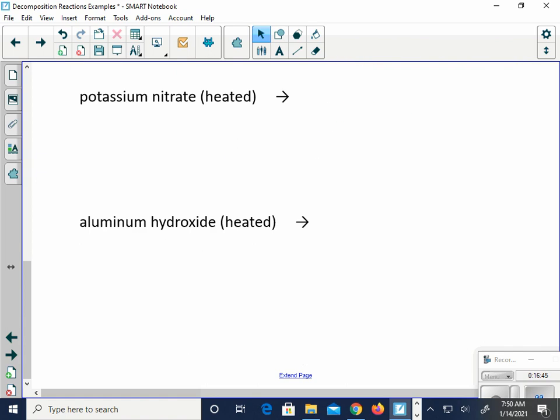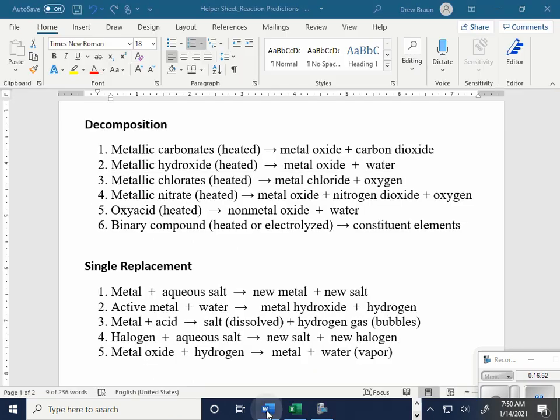My next example is going to be for you, Will. Potassium nitrate heated. That would be a decomposition number 4. Now, one thing. Look at your outline on decomposition number 4. It says, a metallic nitrate heated will give me a metal oxide, it'll give me nitrogen dioxide, and it'll give me oxygen.